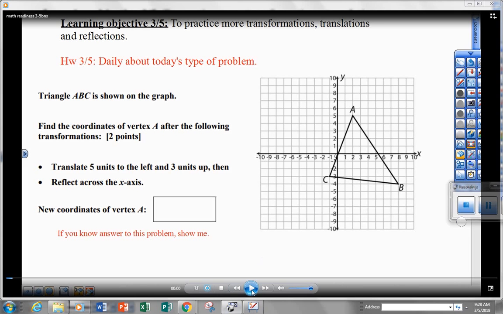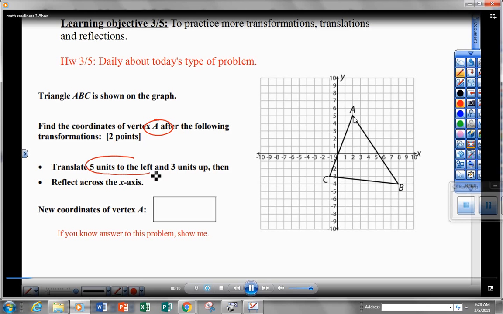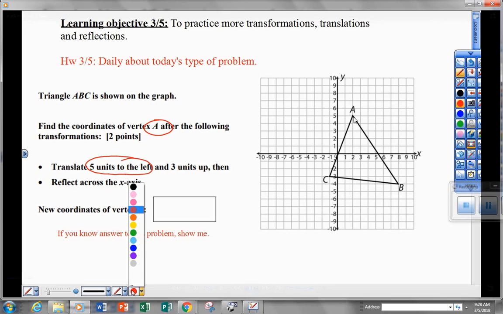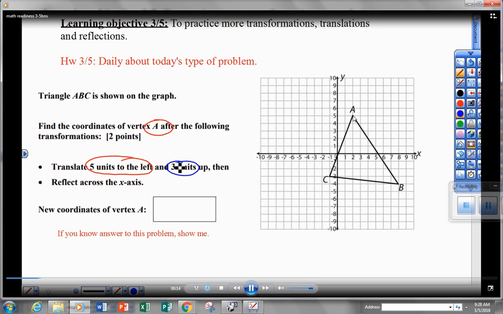So here we go. For this, I'm going to find vertex A, so this point right here, and I'm going to do the 2 transformations, 5 units left, 3 units up, and then I'm going to reflect that across the x-axis. So here I go. I'm going to find that coordinate. That coordinate right there is 2 for x, 5 for y. But don't worry so much about that coordinate. I want to find the new coordinate.